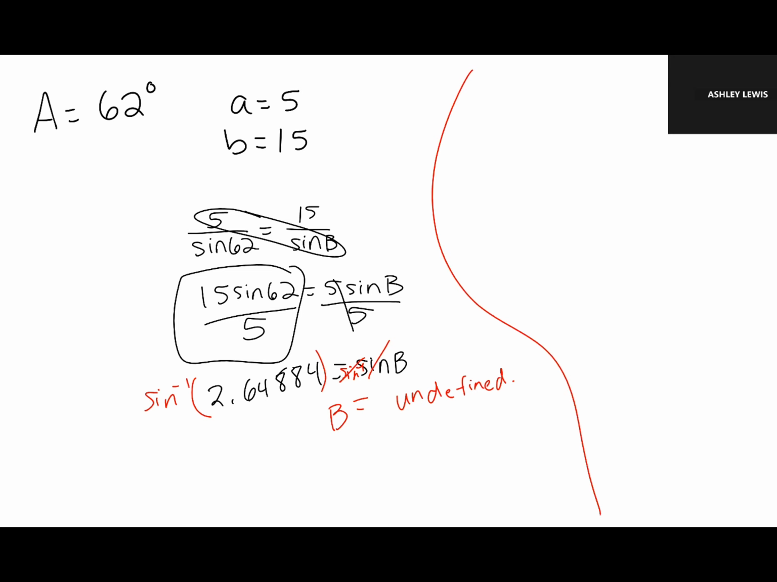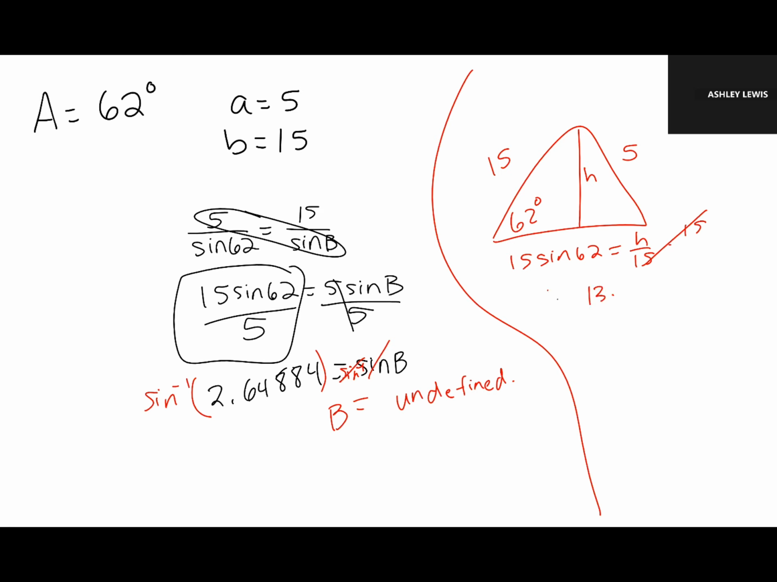Another way you could have seen this is if you draw it, this is 62 degrees, this is 5, and this is 15. If you calculated the height, which is sine of 62 equals h over 15, multiply by 15. 13.2442. This is less than the height. That's not possible. It wouldn't form a triangle. So this is no triangle. You can either do law of sines to see it, or you can find the height of the triangle, and see that this A value is less than the height. That's not possible.